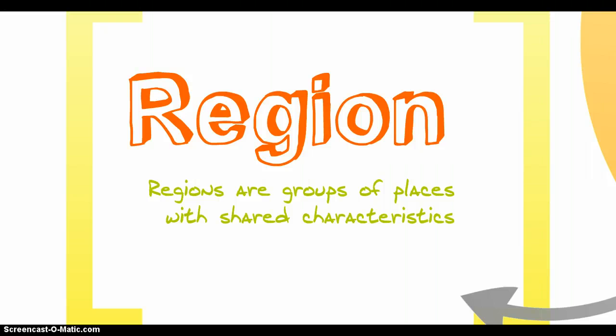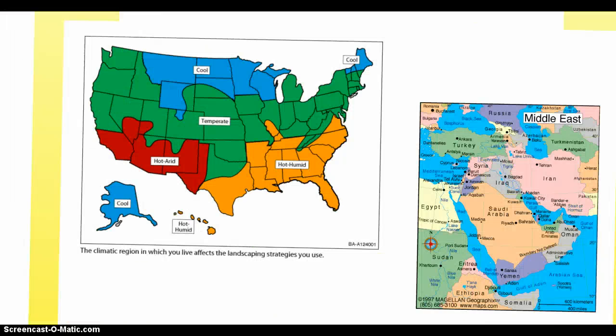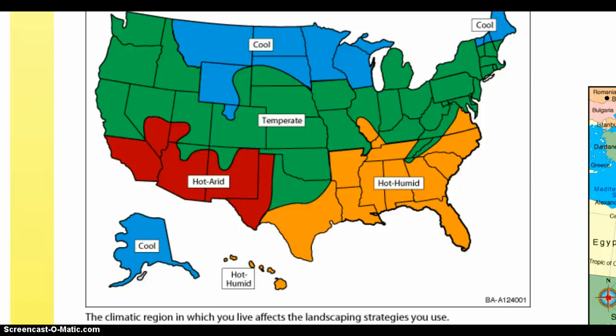Theme number 4 is region. Regions are groups of places with shared characteristics. Okay, so fill in that definition. Some examples of how we might group regions are by climate. This is a climate map. It shows you what the weather is like in different parts of the country.